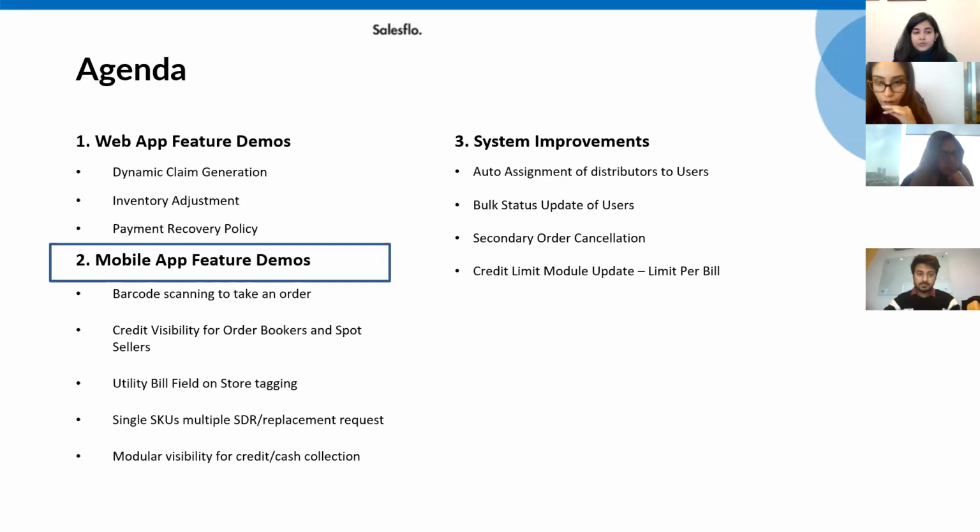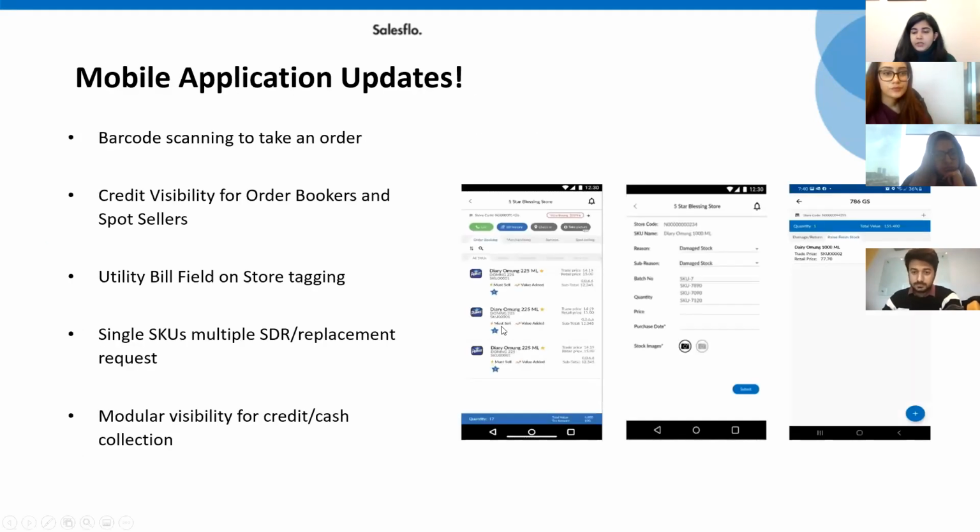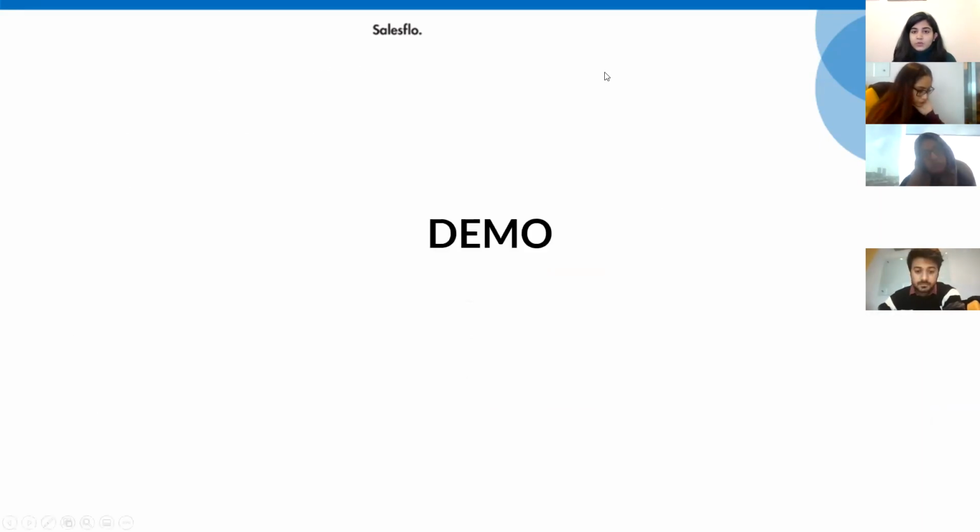Moving on to the second part of our webinar, that is the mobile application feature demos. And we'll be talking about a few specific features that we worked on in the mobile application. So Salman will be giving you a demo of around 6 features that we've worked on. Basically, these sum up the UI UX updates that we've done in the application, some improvements regarding the SDR module that we previously presented, and barcode scanning options to take an order. So Salman will be giving you a detailed demo of how the mobile application will be working. So over to Salman.